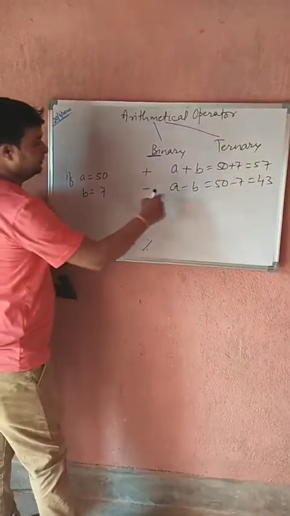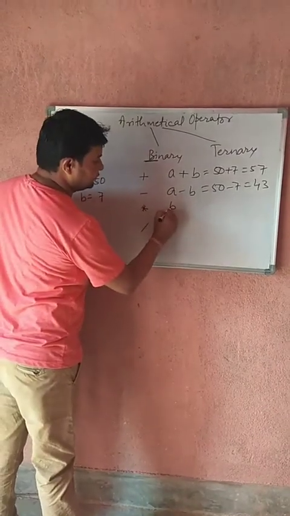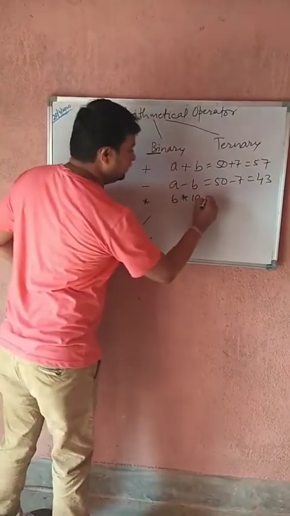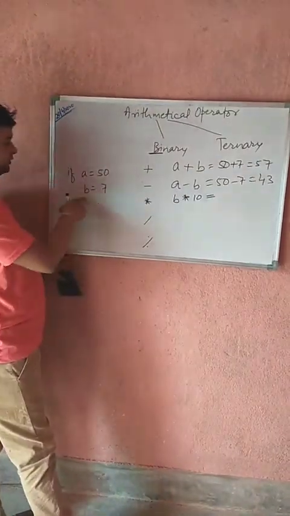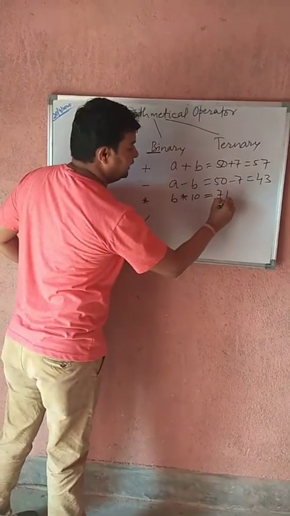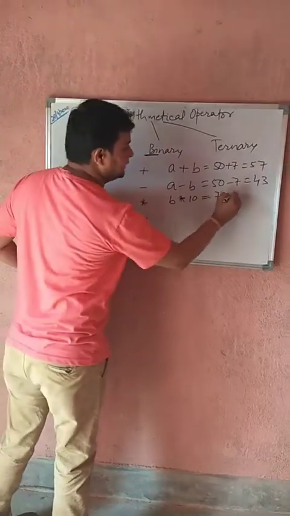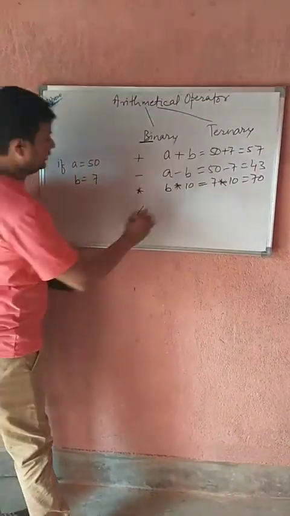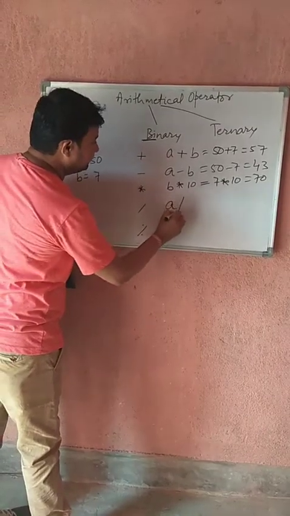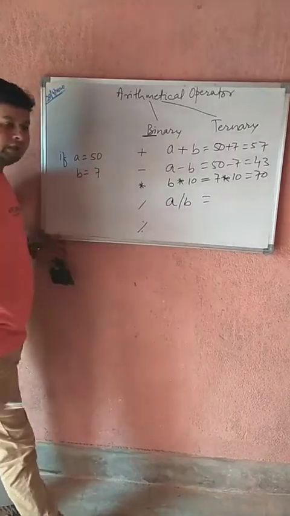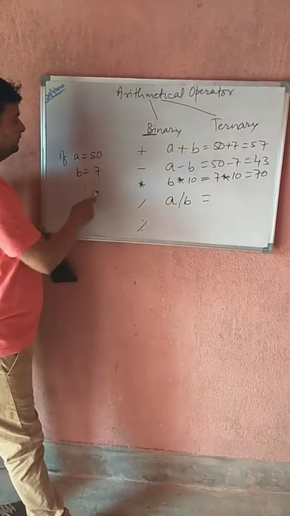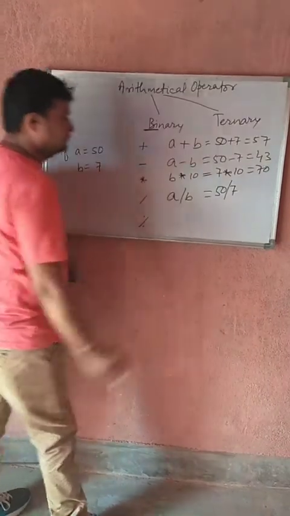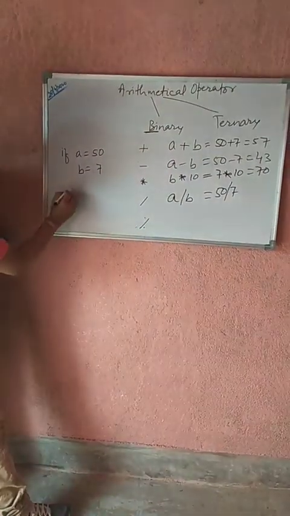Okay, if I give this multiplication symbol, let's change b into 10. Then what is the value of a? 50. So 7 into 10 equal to 70. Let's give this one, a divided by b. Then this a is what? 50, b is what? 7. It means 50 by 7. I think you know how to divide.